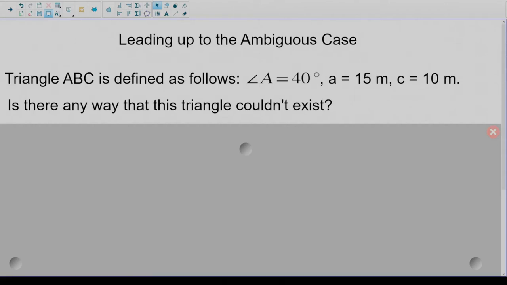Hello everyone. This video is going to go over something called the ambiguous case of the sine law. So, what is the ambiguous case? Well, we have to lead up to it by looking at a few other things first.